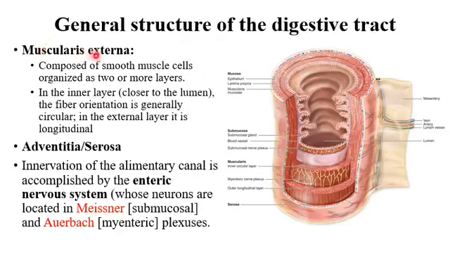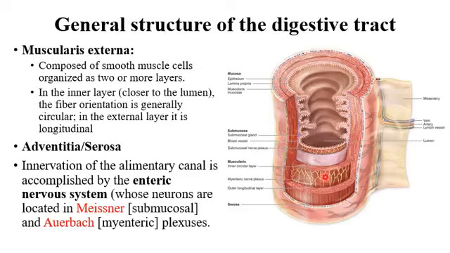We then have the muscularis externa. This layer is composed of smooth muscle cells in most parts of the GI tract. Muscularis externa has two layers. Inner circular layer: in this layer, the smooth muscle cells are helically or circularly arranged around the lumen. Outer to this layer is the outer longitudinal layer. In this layer, the smooth muscle cells are arranged longitudinally.